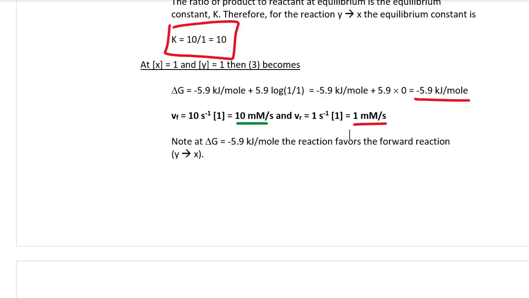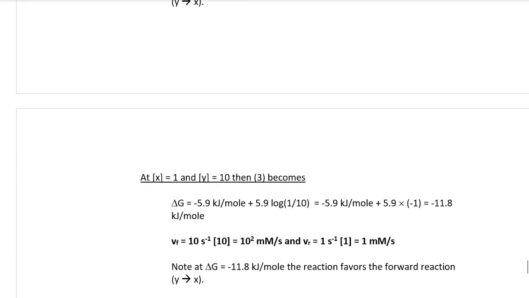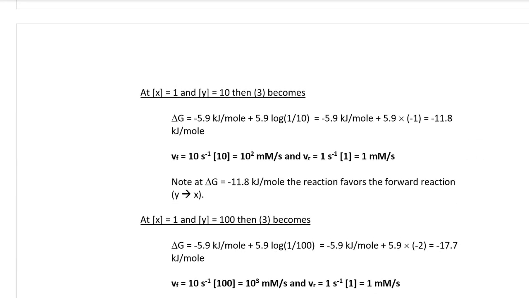When we get farther away from equilibrium, because now we're at x equals 1 and y equals 10, we have a delta G that's negative 11.8 kilojoules per mole. We can see that the rate of the forward reaction is even larger than the rate of the reverse reaction than it was previously. So the difference is larger. So the forward reaction is moving at a much faster rate than the reverse reaction, and so on.